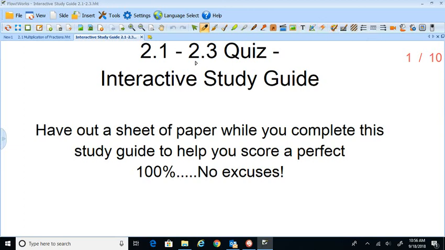Welcome to the 2.1, 2.3 quiz interactive study guide. Make sure again you have out a sheet of paper while you're completing the study guide to help you get your 100% perfect score on your quiz.